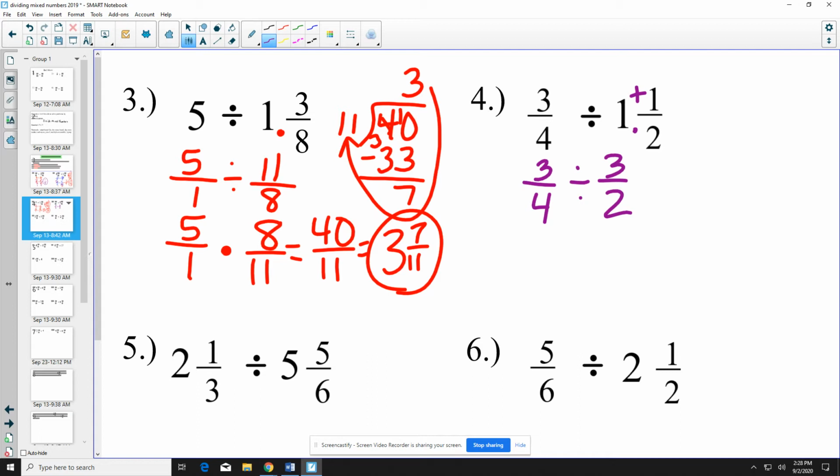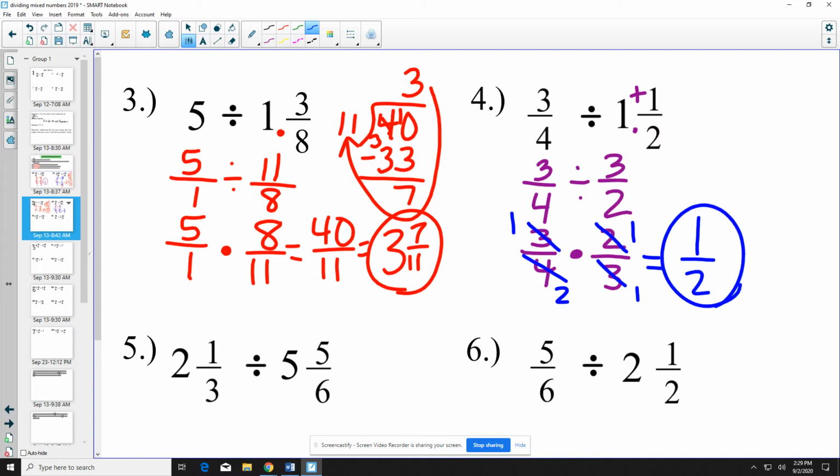Next, we keep, change, flip. Keep 3/4 the same. Make your division times. Flip the 3 over 2 and make it 2 over 3. Now look for cancellation. Yes, you can cancel the 3's. 3 goes into 3 once. Is there more? Yes, 2 and 4. 2 goes into 2 once. 2 goes into 4 twice. When we multiply across, we're going to get 1/2. See if you got 1/2 for that one.